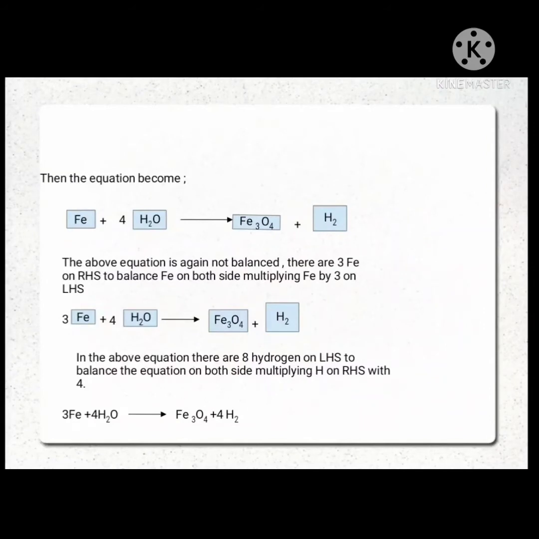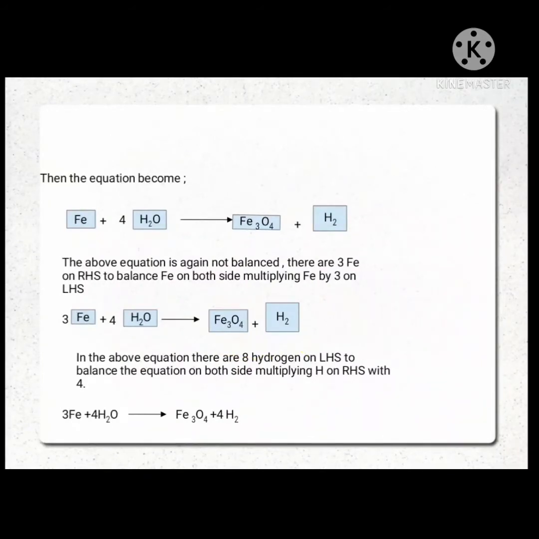So, in order to balance the iron atoms, we have to multiply the iron on the left hand side by 3. So, the equation becomes 3Fe plus 4H2O gives Fe3O4 plus H2.